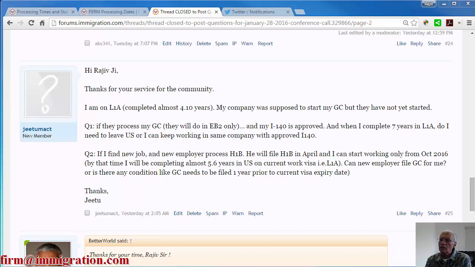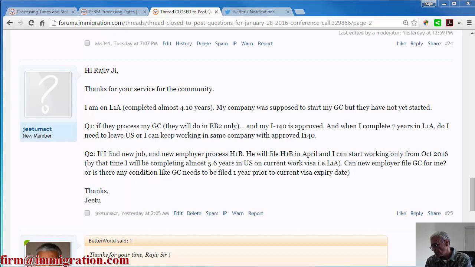Just because you are entitled to 3 years of H1 extension doesn't mean you are exempt from the lottery. So you're still subject to the lottery rules, but you are entitled to 3 years of H1 if the I-140 is approved before your L1A expires.